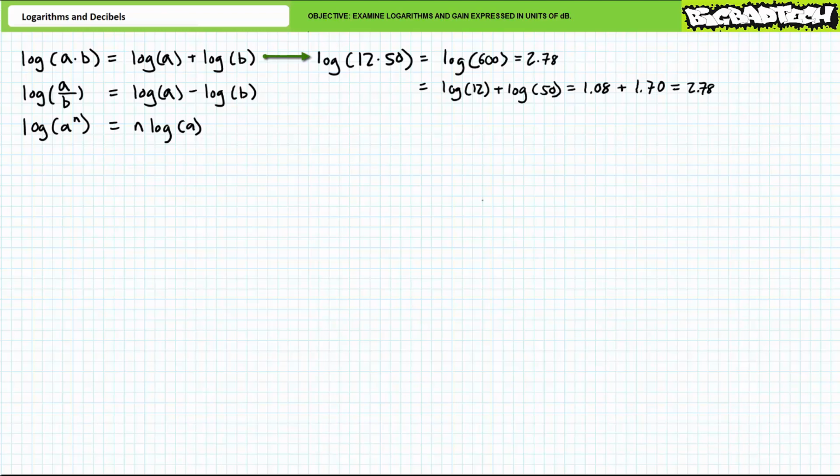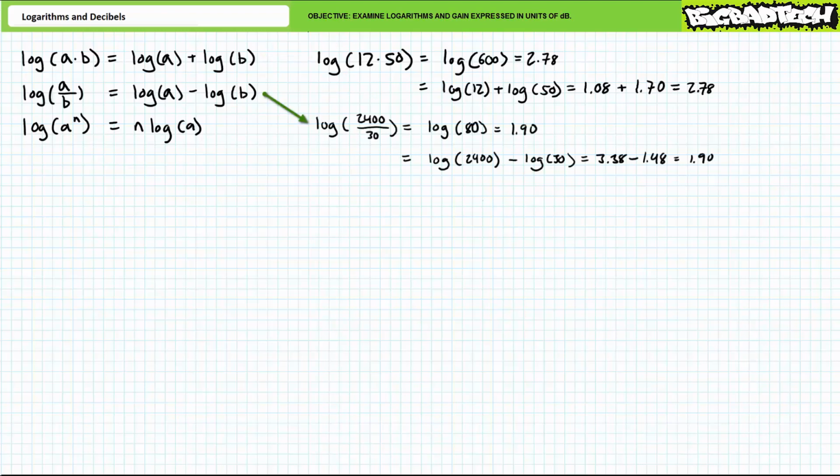Consider the expression log of 12 times 50. We could multiply the numbers inside the parentheses to yield log 600, which yields roughly 2.78. Or we could take the log of 12 and add it to the log of 50. Log of 12 is 1.08. Log of 50 is roughly 1.7. 1.08 plus 1.7 is 2.78, as we anticipated.